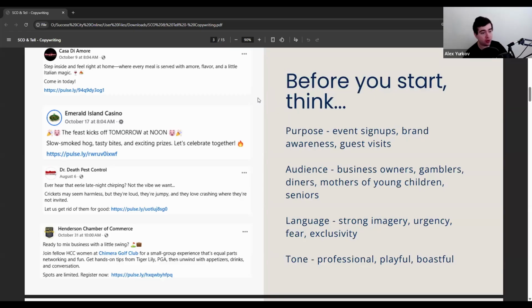This Emerald Island post I thought was very strong. "The feast kicks off tomorrow at noon." Very direct about what you need to know. Adds urgency. It's tomorrow specifically, right? Hurry, you need to be aware of this event.